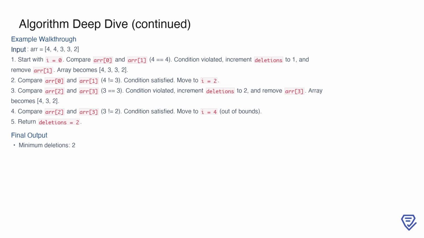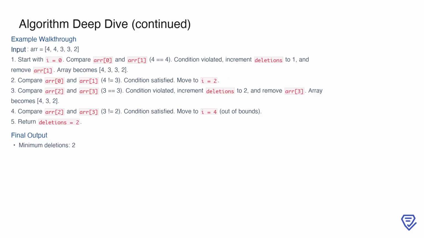Now, comparing ARR[0] and ARR[1], 4 is not equal to 3, so the condition is satisfied, and we move to the next even index, I equals 2. Comparing ARR[2] and ARR[3], we find that 3 equals 3, so the condition is violated again. We increment the deletions counter to 2 and remove ARR[3], leaving the array 4, 3, 2.